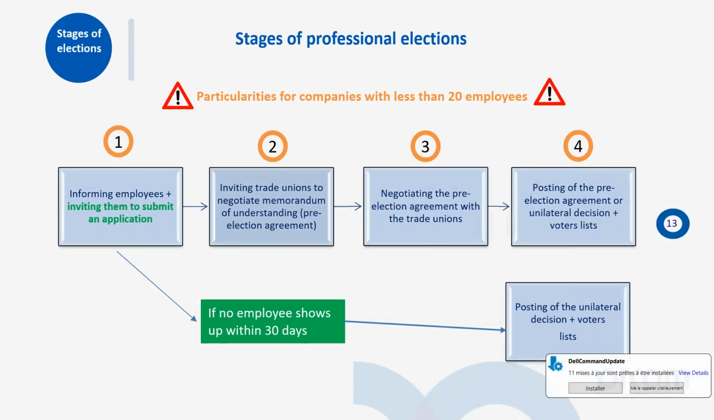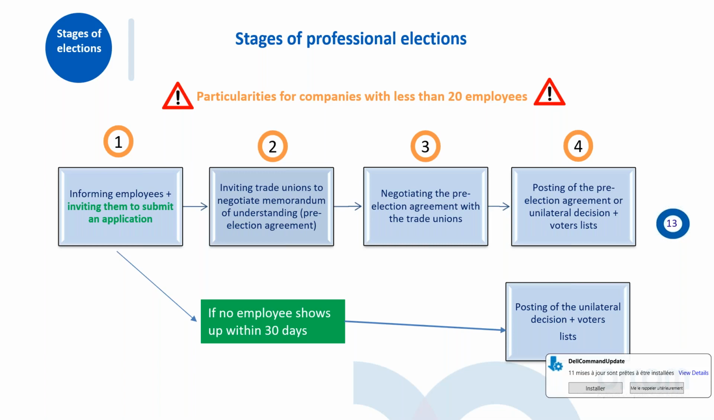The particularity for companies with less than 20 employees is that on the first step, you must inform the employees. And if you have no employees that show up within 30 days, you'll have to go directly to step 4, which means you have to post the unilateral decision and the voter lists.